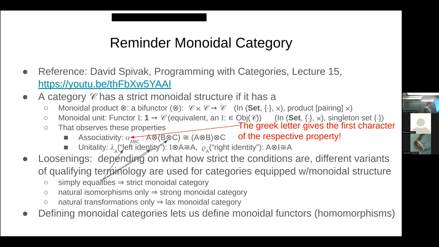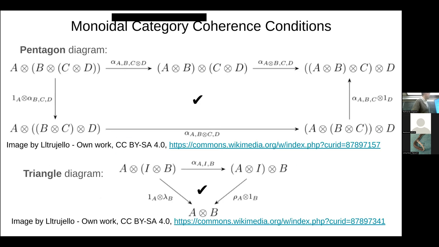It turns out these come in three basic levels, and one of them involves equality, one involves what's called natural isomorphism. We won't get into the details of naturality, that will come soon in the book. And the other is natural transformations, which is even looser, it's a lax monoidal functor. So this is nice, and it turns out we can use that to define functors, but it has to have what are called coherence conditions.